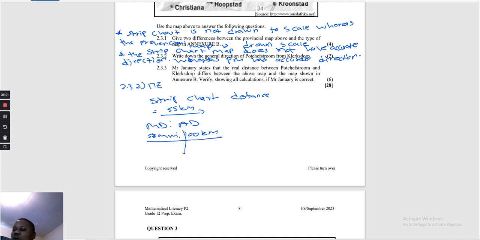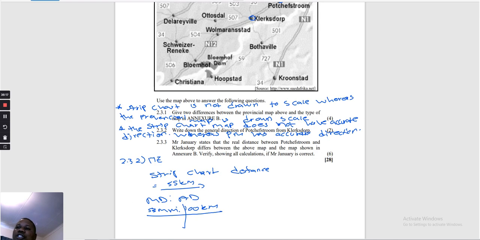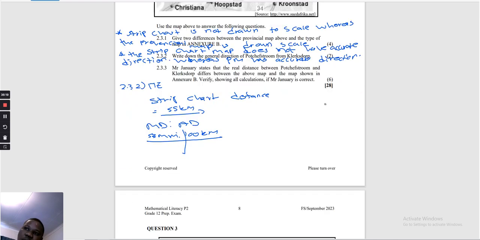Then now what do I have to do? I go to the map again, I take my ruler, I measure the distance from Glasgow to Potchefstroom. Now I'm no longer measuring the bar scale, but I measure the distance from Glasgow to Potchefstroom. When I was measuring there, I got 27 millimeters. This 27 millimeters, remember, is on the map. Do you know how much is 27 millimeters in the actual distance? No, I put a question mark, then I cross multiply.